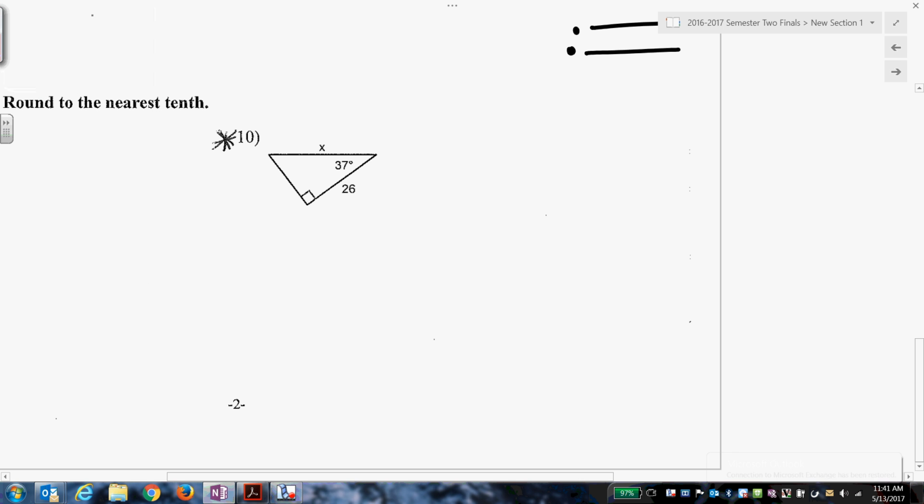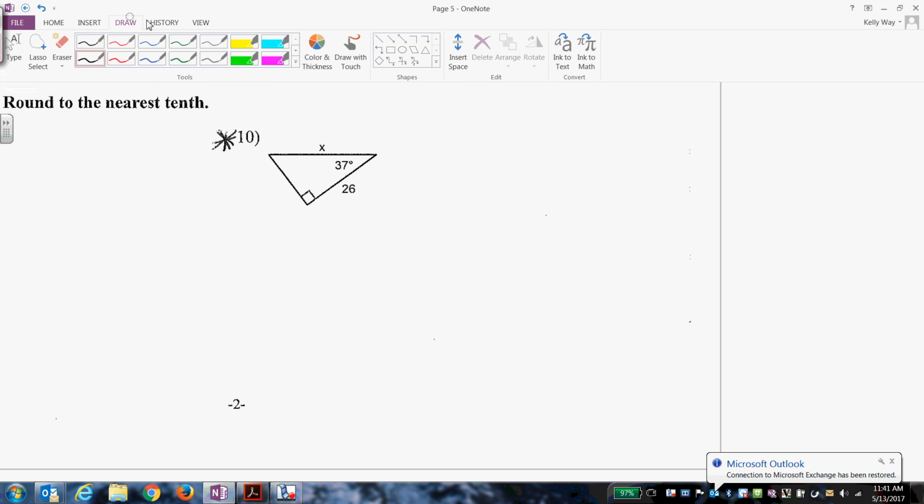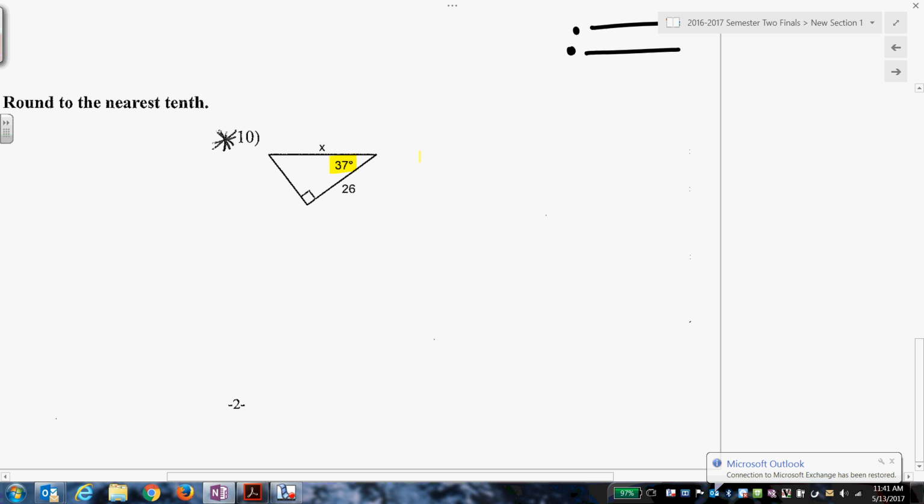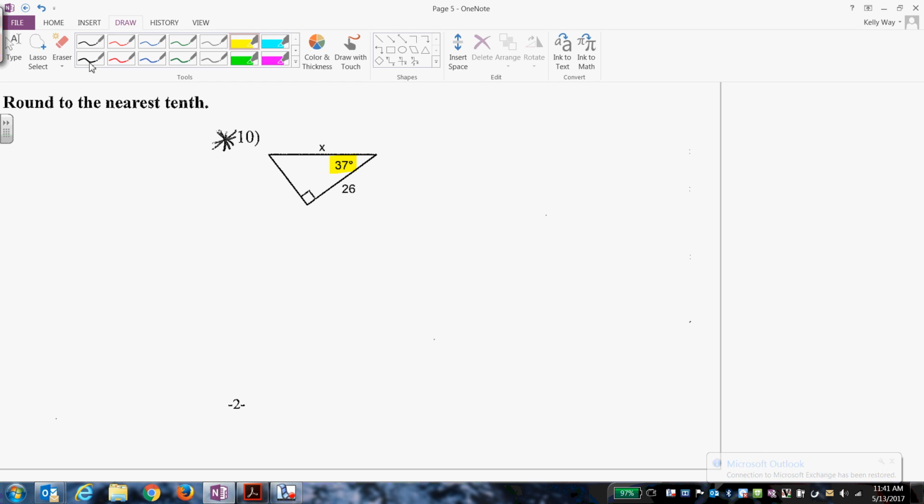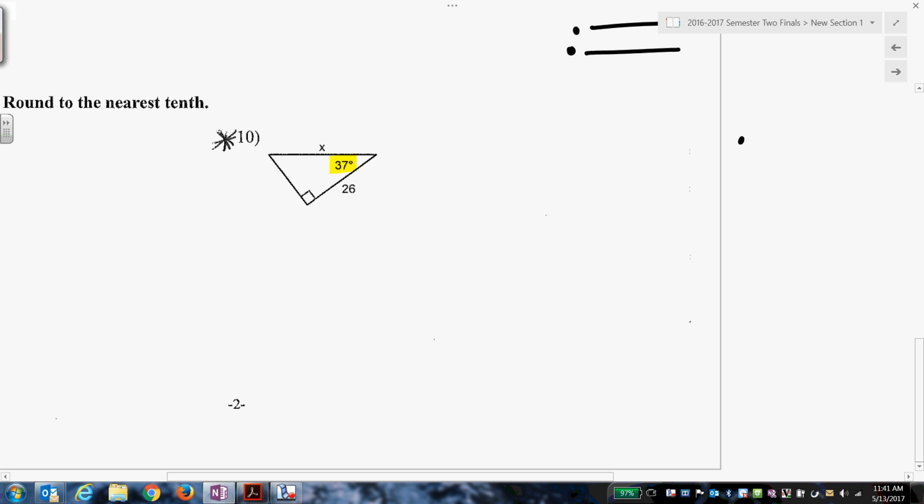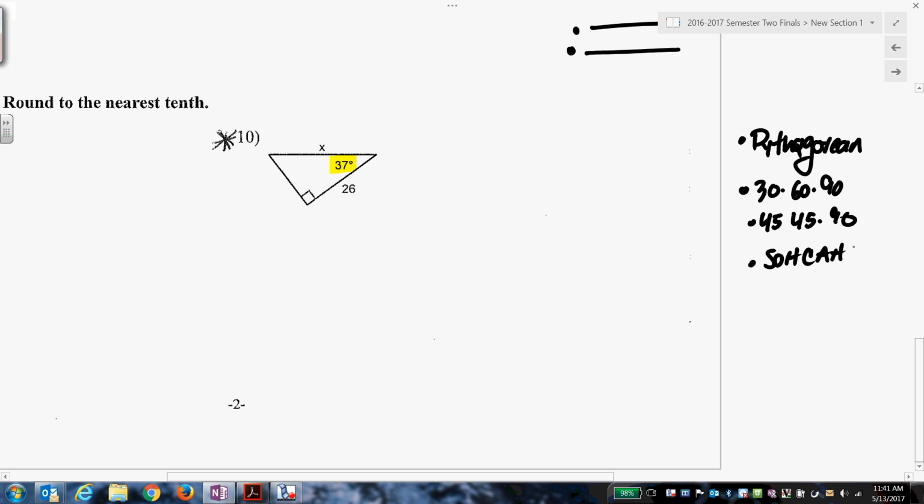So students, we see here that we don't have a 30, 60, 90 or a 45, 45, 90. So we have 5 tools to work with right triangles. Let's put those tools in the margin. We have Pythagorean theorem. We have 30, 60, 90. We have 45, 45, 90. We have SOHCAHTOA. And we have inverse SOHCAHTOA.